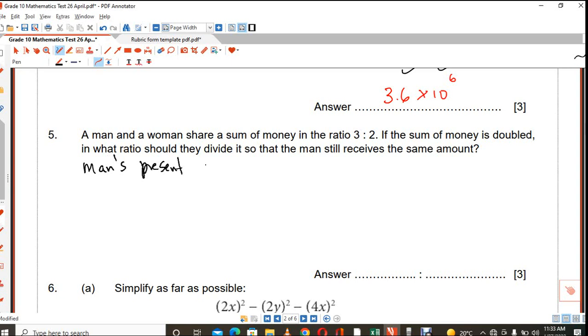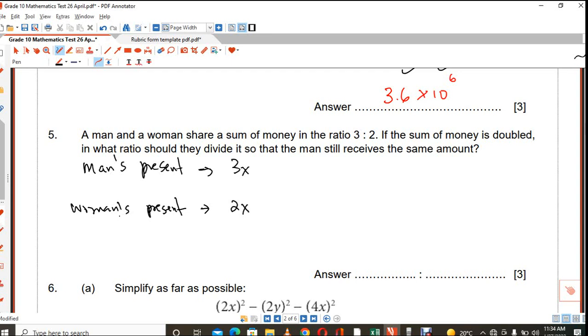Let the man's share be 3x, because we don't know how much the money is. And the woman's share, or contribution, is 2x. Now you know that you are supposed to add these together.